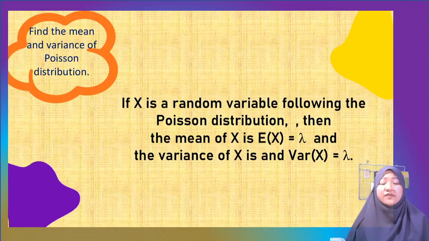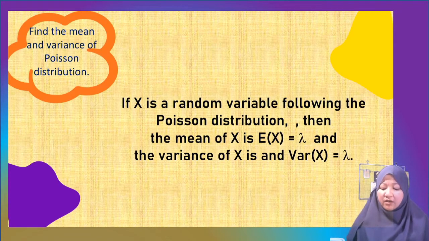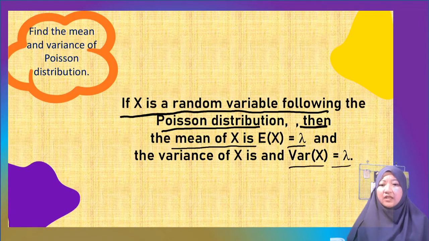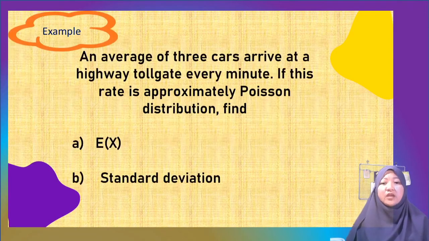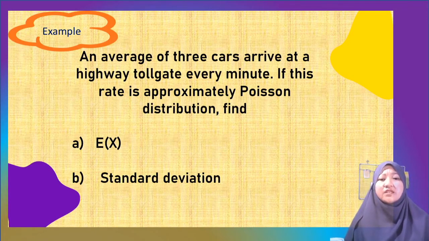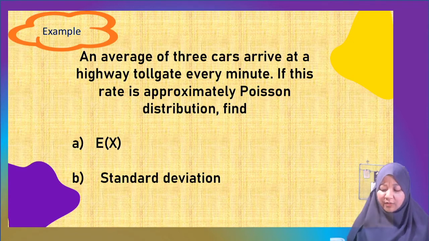Next objective is find the mean and variance of Poisson distribution. Okay. If x is a random variable following the Poisson distribution, then the mean of x is lambda and the variance of x also lambda. Ya, expectation mean dia juga adalah lambda, variance juga adalah lambda. Okay, kita tengok contoh. An average of 3 cars arrive at a highway toll gate every minute. If this rate is approximately Poisson distribution, find EX. EX is mean. So from the previous, EX adalah lambda.